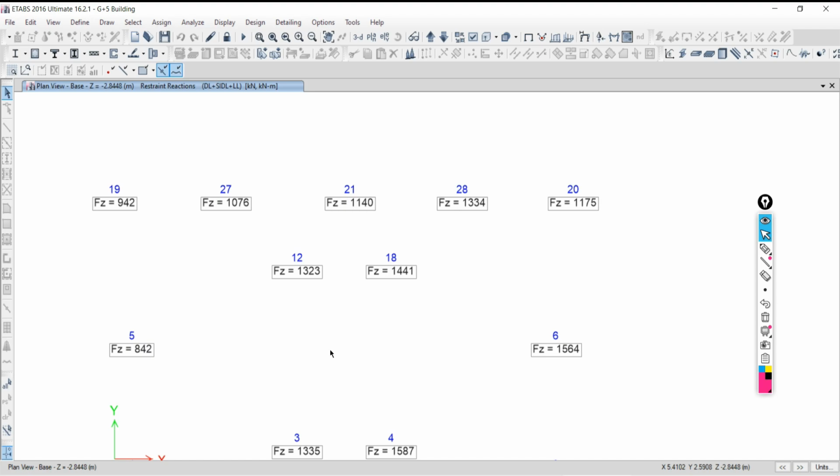Can anyone tell me? Hello. Yes, fast. Export to... Wrong. To calculate the size of footing.